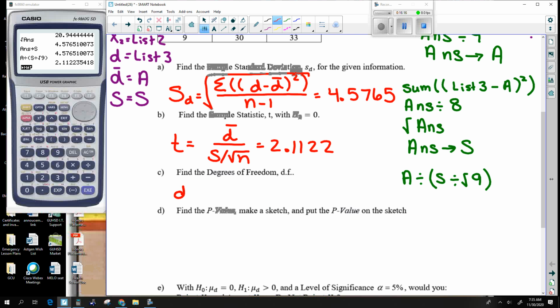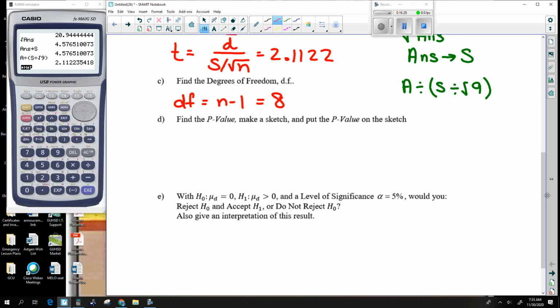Okay, degree of freedom, that one's easy. That's n minus 1, so in this case, that's straight up 8. Here we need to make a p-value and a sketch. So the p-value in this situation is going to be built upon a t of 2.1122 and a degree of freedom of 8. So I look that up on my t-table.